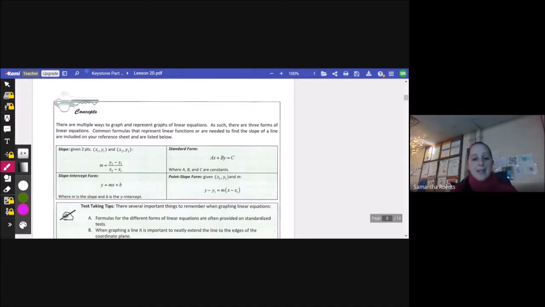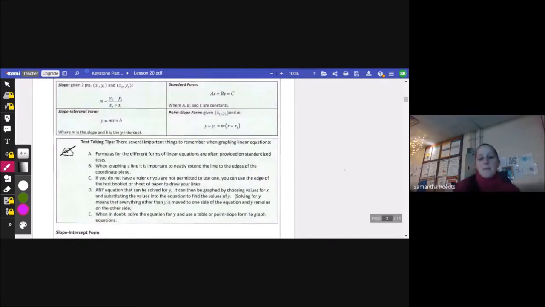Standard form, ax plus by equals c, where a, b, and c are constants. Slope-intercept form, which is the most common, y equals mx plus b, where m is the slope and b is the y-intercept. And then you also have point-slope form, given x1, y1, and m: y minus y1 equals m times x minus x1.